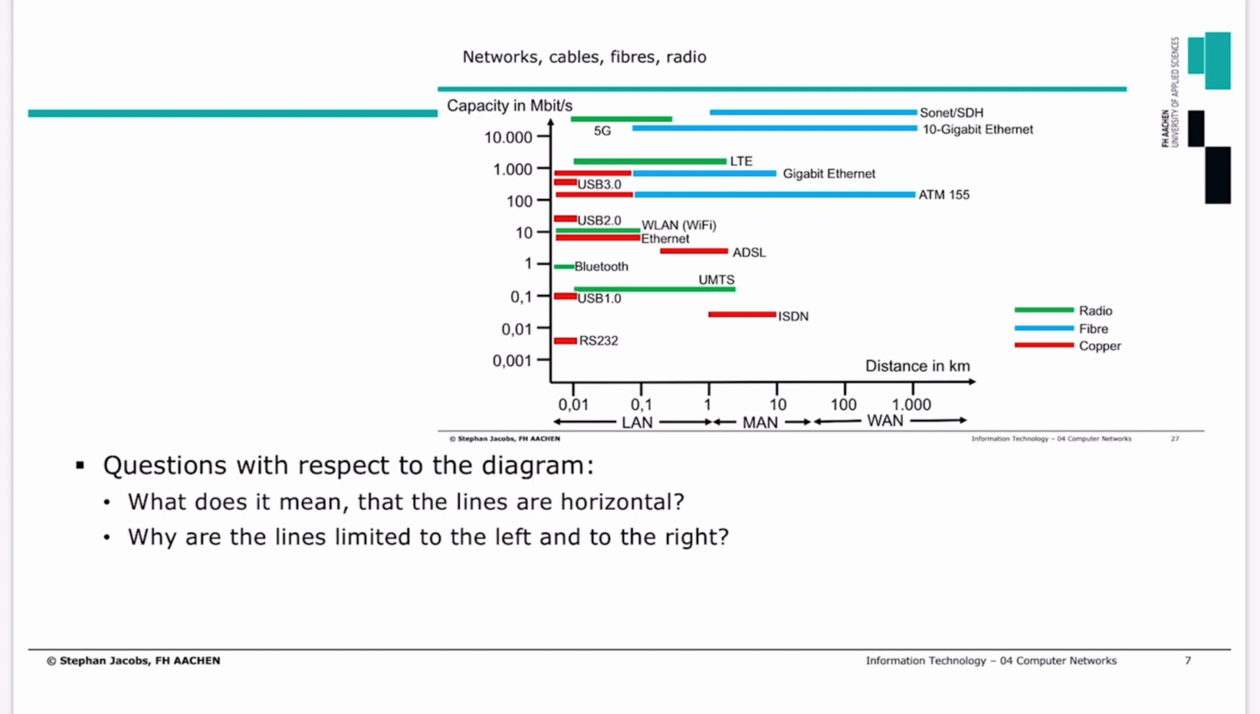Then the lines are limited, so they do not go from, let's say, 0 meters to 10,000 kilometers. Some are smaller, like for example the red ones, USB. What does this mean? Basically it means you have a limited cable length. For example, a USB cable must not be longer than, let's say, 1 or 2 meters. Otherwise they won't work anymore. You have longer cables like Ethernet, the red one, which go up to maybe 100 meters.